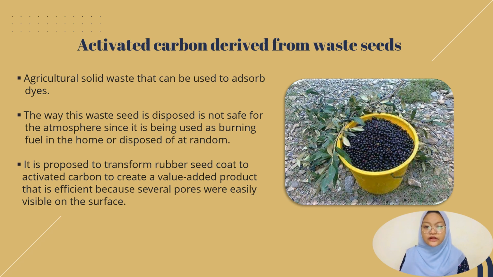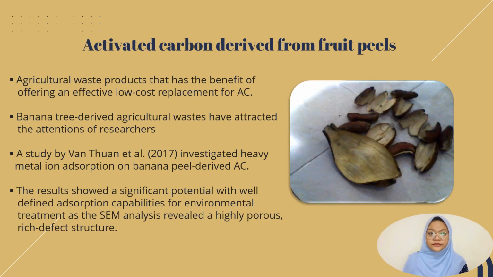It is proposed to transform rubber seed coat to activated carbon to create a value-added product that is efficient because several pores were easily visible on the surface. Fruit peel is one of the agricultural waste products that has the benefit of offering an effective low-cost replacement for activated carbon. For example, banana tree-derived agricultural waste has attracted the attention of researchers due to its potential application in the treatment of wastewater polluted by heavy metals, dyes, and other organic pollutants.